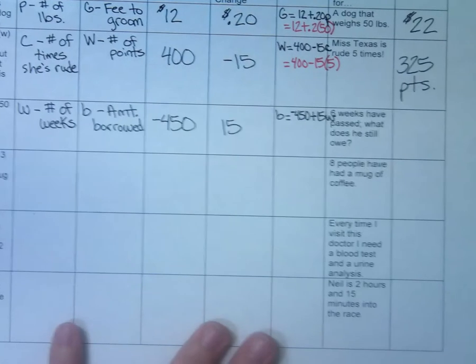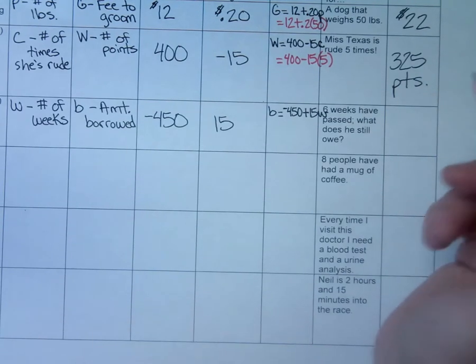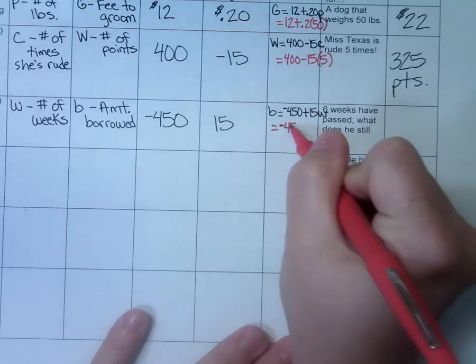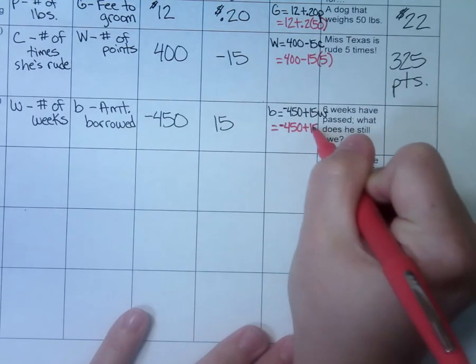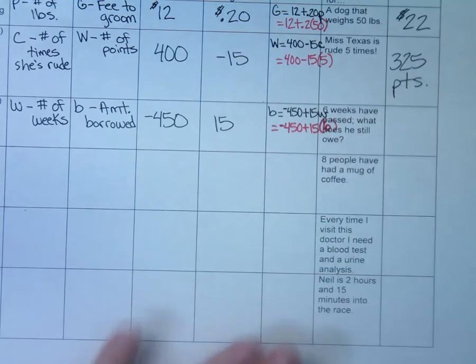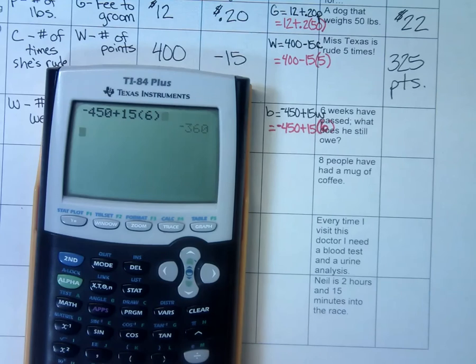Okay, now let's try the question. The question says, 6 weeks have passed. What does he still owe? Okay, if 6 weeks have passed, where would I put the 6? That's right, in the W. So I'm going to calculate negative 450 plus 15 times 6. Okay, and I'm going to enter that in my calculator. Negative 450 plus 15 times 6. And I get a negative $360. So that's how much he owes.